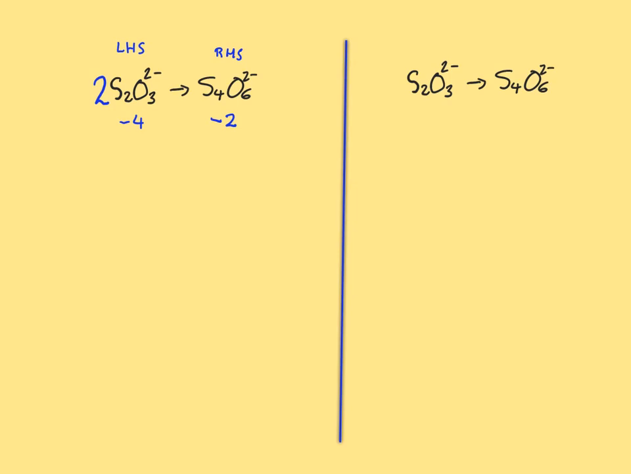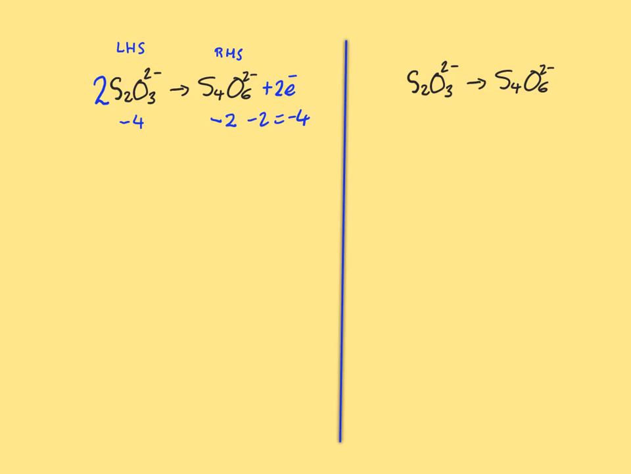The rule is you add electrons to the more positive side. The more positive side this time is the right-hand side. So therefore, if we add 2 electrons to the right-hand side, the overall charge is now -4 on both sides. That is balanced.